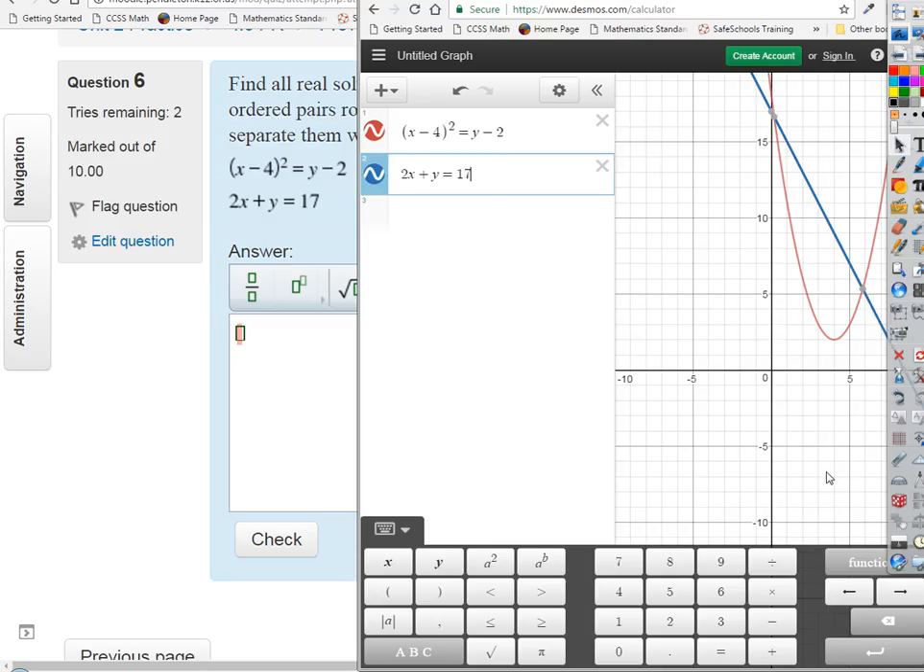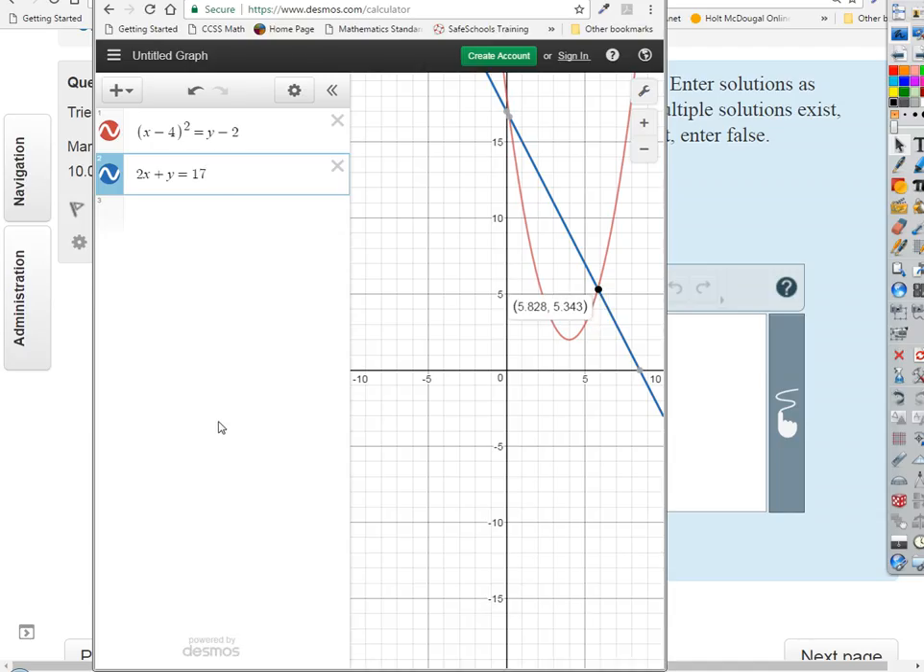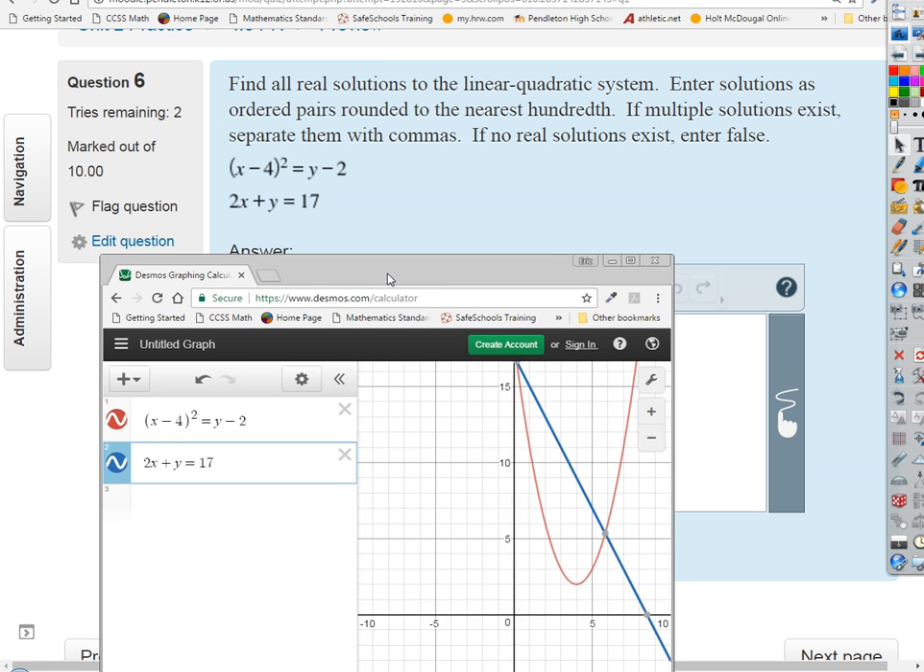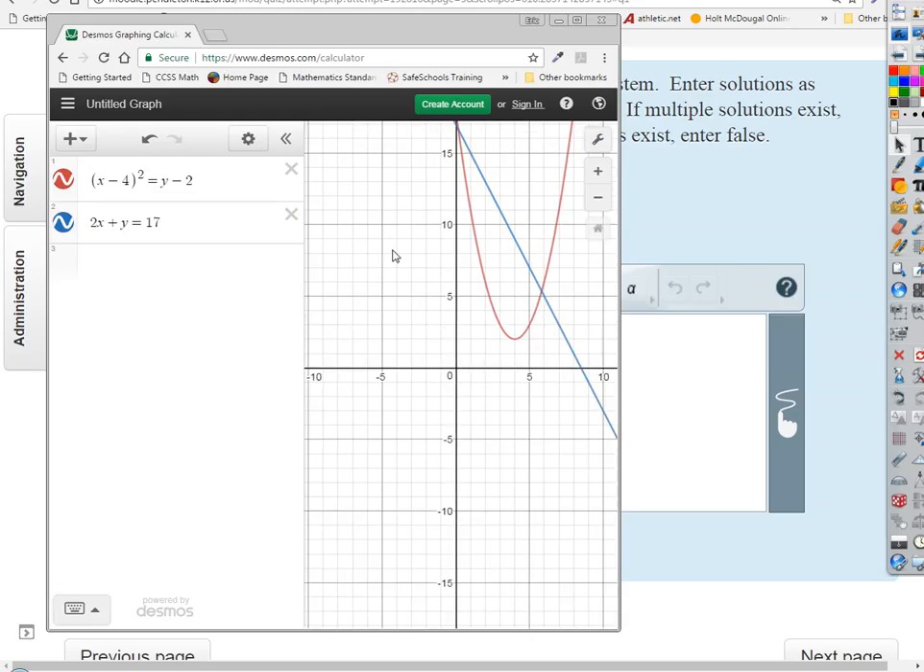And now look what it does here. This is really cool. It shows me that it intersects at that point and that point. If I hover over those, and click on it, it'll keep the ordered pairs up there, so I can leave and go write it down if I want to. In Moodle, it wants you to round these to the nearest hundredth, so I would go back and round those to like 5.83, and the y coordinate would be 5.34, right?